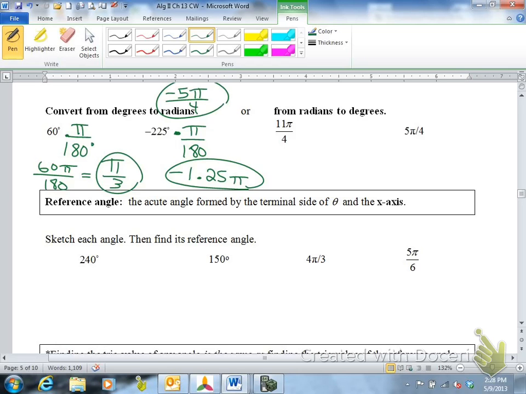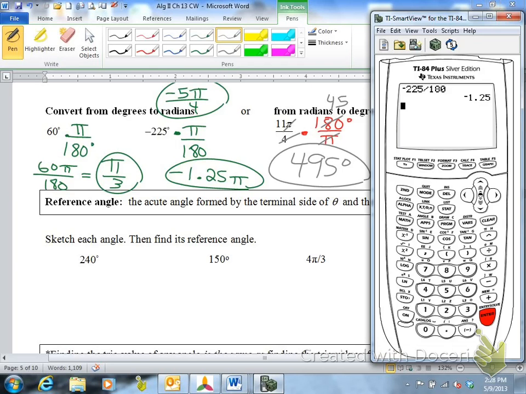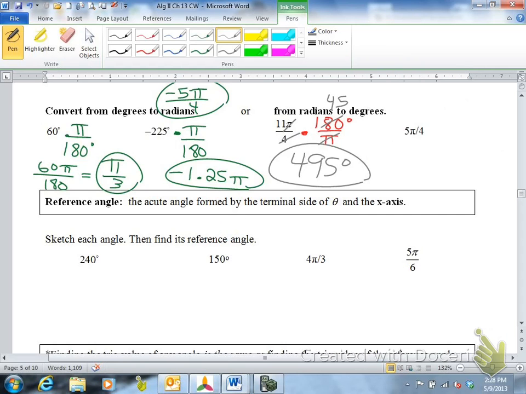Then we can go the other way. To convert from radians to degrees, we multiply by 180 over pi, with the 180 on top now. In this case, the pi's divide out. 180 divided by 4 is 45. So you would get 495 degrees. You would get that if you use your calculator: 11 times 180 divided by 4 is 495.